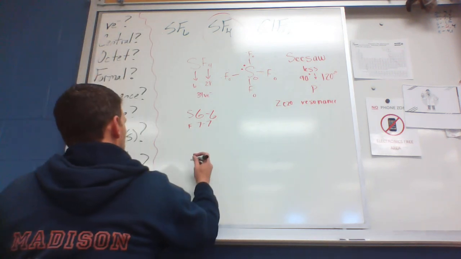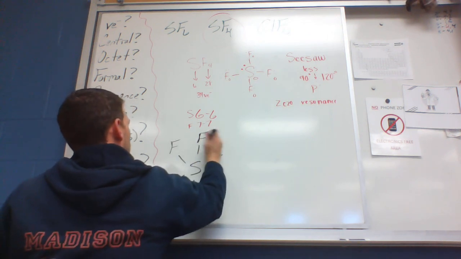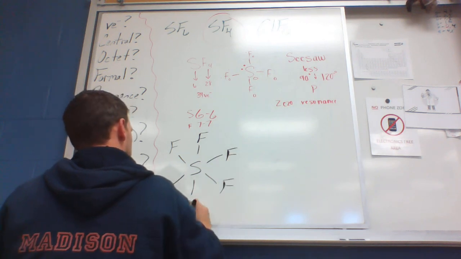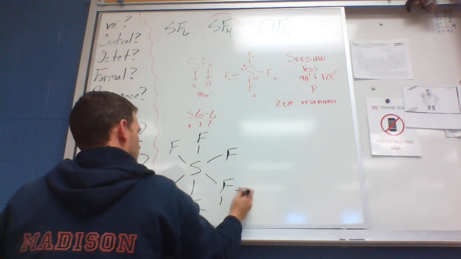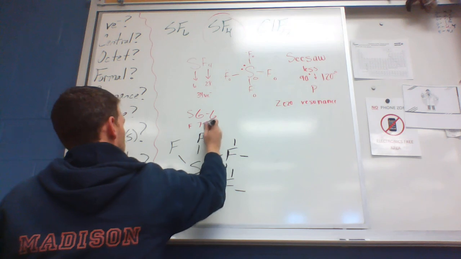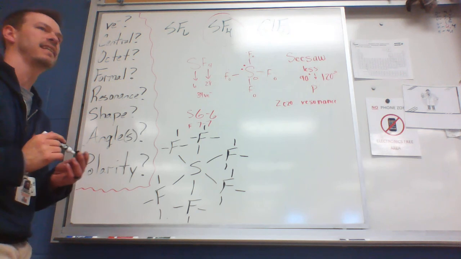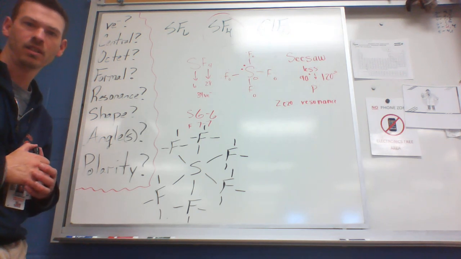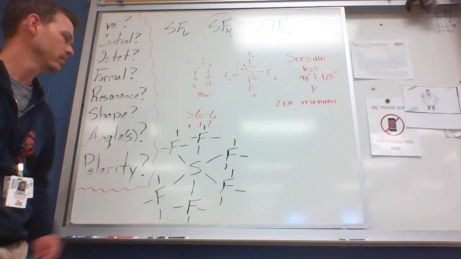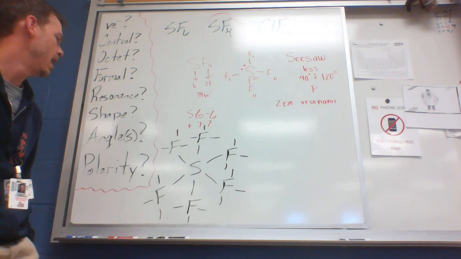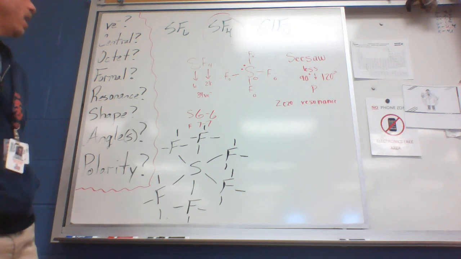For the first one, we should have gone this route. What? I thought somebody was doing every one of them. I said 2, 3, 4, 5, 6, 8. All right, so there's my crazy SF6. What shape did you say he was? Octahedral. What polarity does my octahedral have? Non-polar. Non-polar.